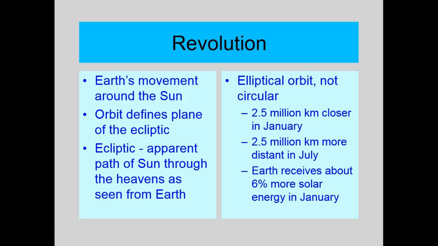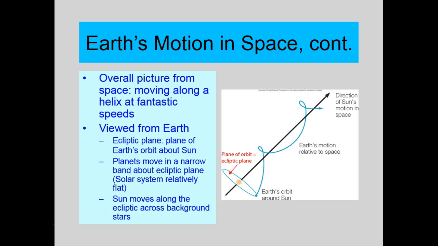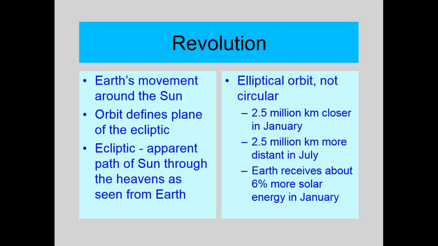Now, that was our overall. Let's take the individual ones, starting with revolution. No, not that kind. Okay. The Earth's movement around the sun. The orbit defines the plane of the ecliptic. How many times are we going to say that? Enough to mispronounce it more. The ecliptic is the apparent path of the sun through the heavens as seen from the Earth.